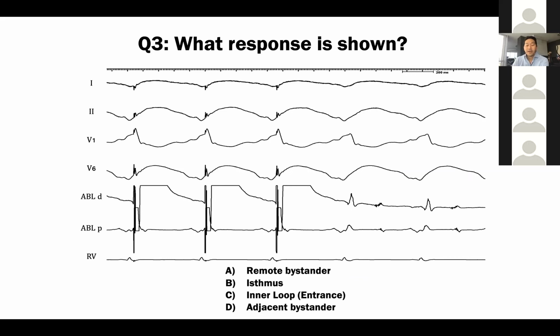Remote bystander, isthmus, inner loop, adjacent bystander. So let me slowly go through the process of how to attack this question. There's 4 surface leads. I've got ablation distal, ablation proximal, and an RV catheter. The first question I have is, am I even capturing before I even approach the 3 criteria? Well, the stim to QRS, the stim is in a weird place. It's inside the QRS, first of all.